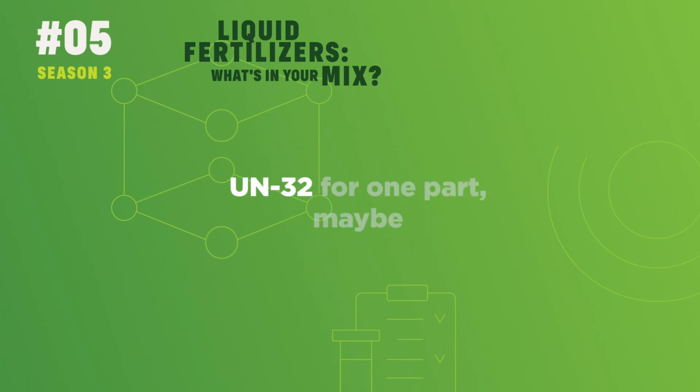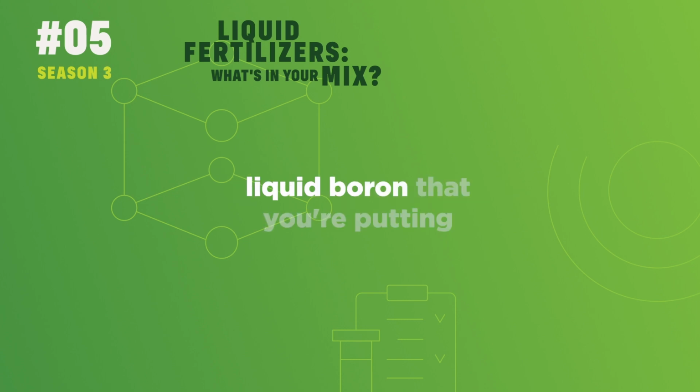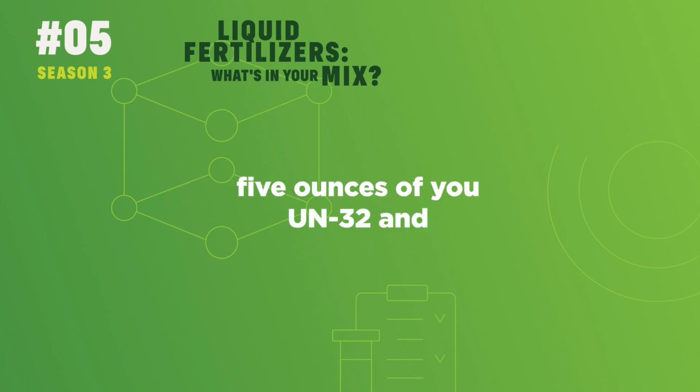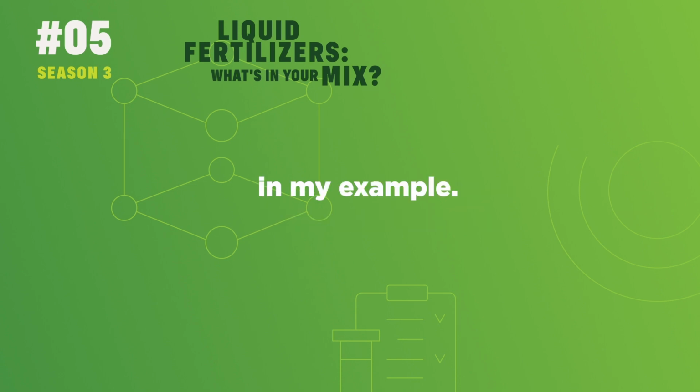5 parts UN32 to 1 part, maybe liquid boron that you're putting in. And so you just make that mix by using your parts and your conversion. I like to make 1 part an ounce, so then I can just add 5 ounces of UN32 and 1 ounce of my boron product in my example. Put those together in usually a cup-size jar, and you make your batch at a very small scale and you observe what happens.